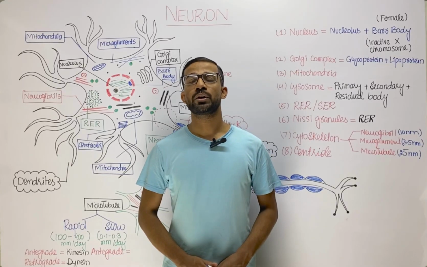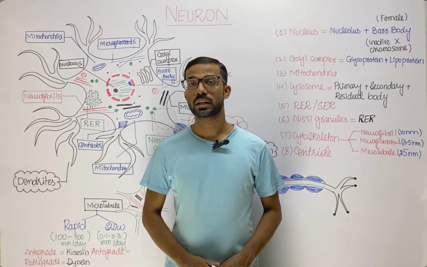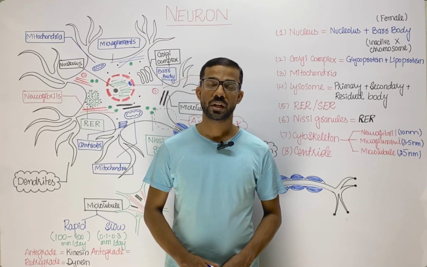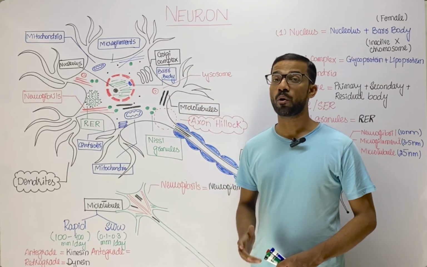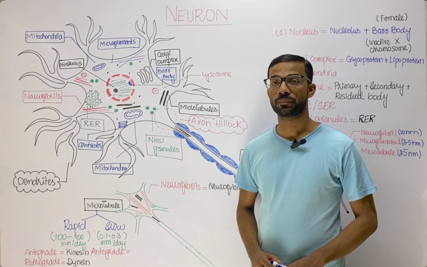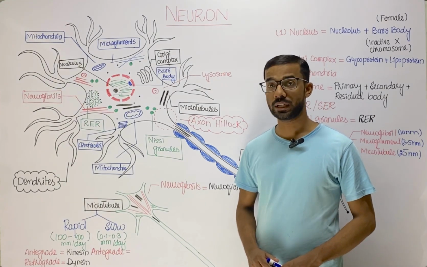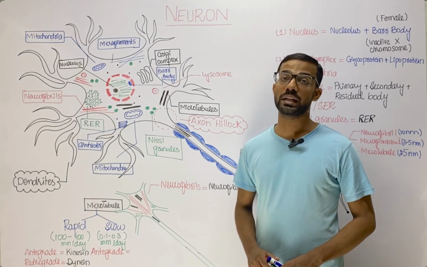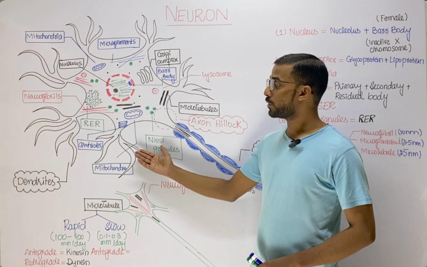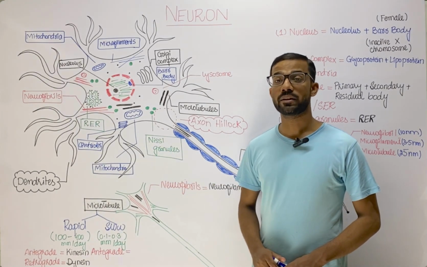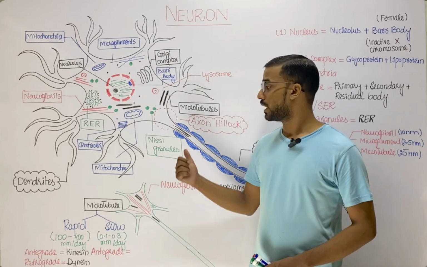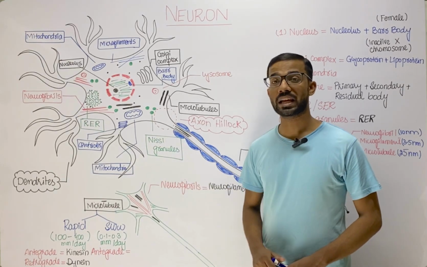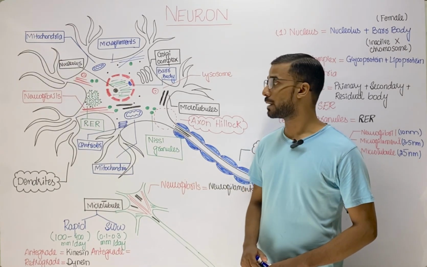Hello everybody. Today we will discuss the different components that are present in the neuron. So let's get started. First of all, we will look at the three most important components of the neuron. First is the cell body and second is the neurites. In the neurites, you can see the dendrites that carry messages towards the cell body, and you can see the axon that carries messages away from the cell body.